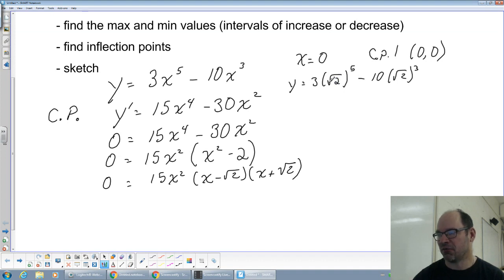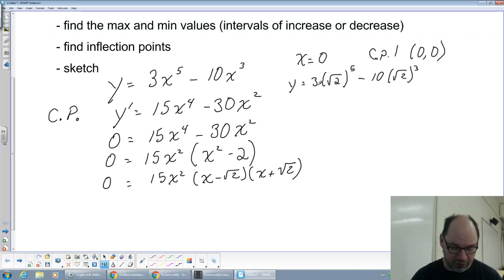This is like saying root 2 is 2 to the power of 1/2. So this is going to end up being 2 to the power of 1/2 times 5, so 2 to the power of 5 over 2, if you write it as exponents. So you can work it out that way, or you can just take your calculator, if your calculator works in roots, and work it out that way as well.